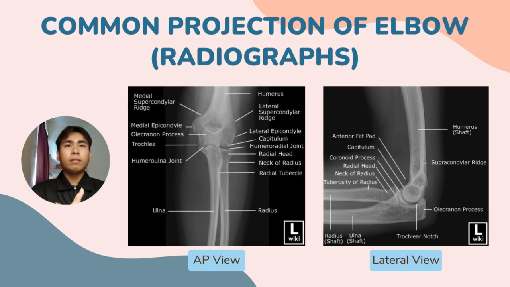Compared to the AP view, the tuberosity of the radius is not superimposed on the ulna. At the elbow region, we can also see the radial head, the neck of the radius, and the tuberosity of the radius. The olecranon process of the ulna is in contrast to the AP view: in the lateral view, the olecranon process is not seen inside the olecranon fossa of the humerus.